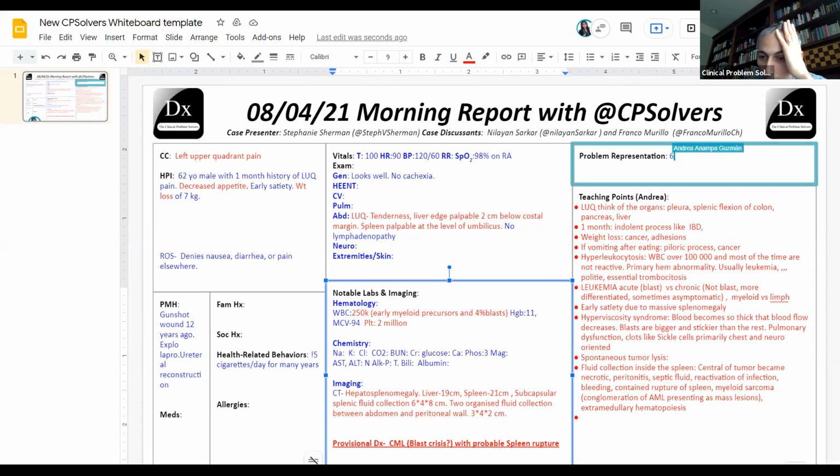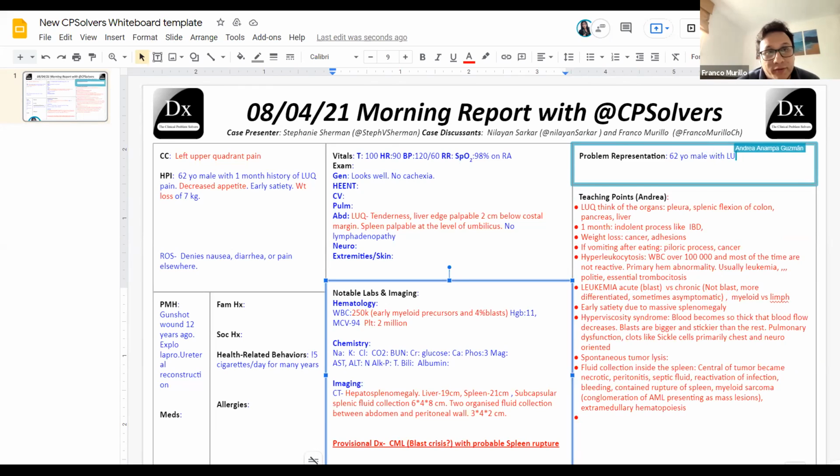It was a great case that really points out the importance of the physical exam in these sorts of patients. I am quite interested in knowing later on what these fluid collections turn out to be. I think we learned everything. It's a great case.